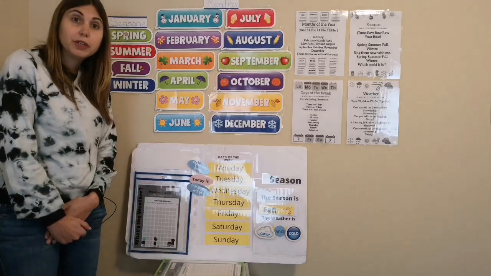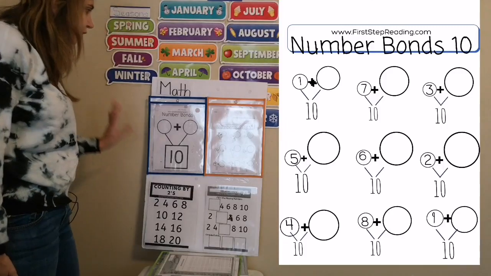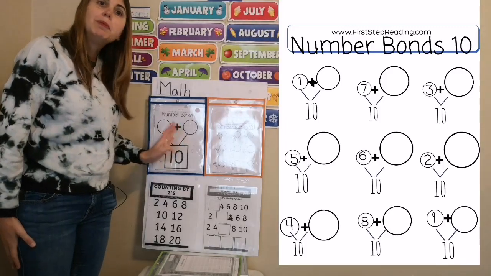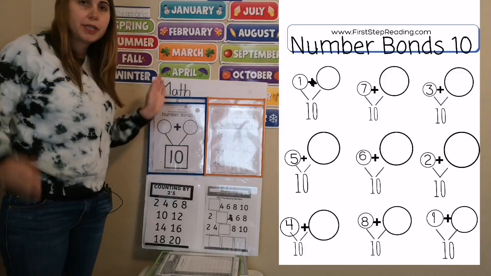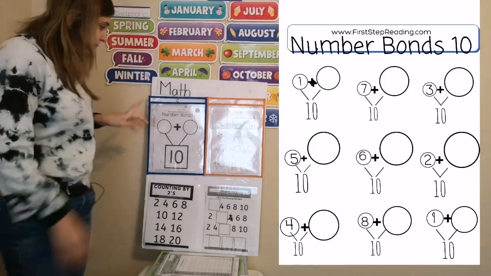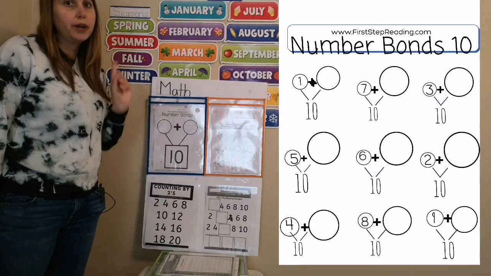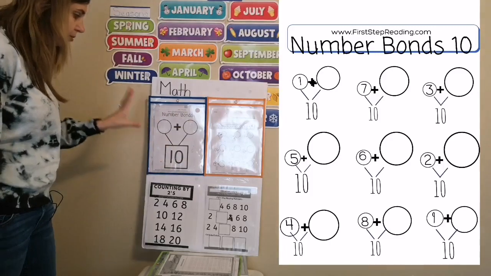And now we're going to move on to math. So for math, we're going to finish up with number bonds. Remember we learned about number bonds, the numbers that go together that add up to a number. So we did 2, 3, 4, and 5, and today we're going to do 10.